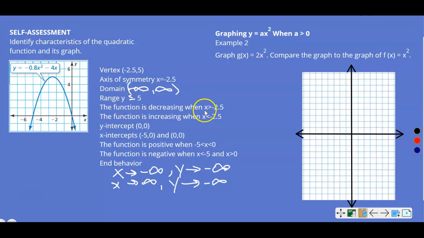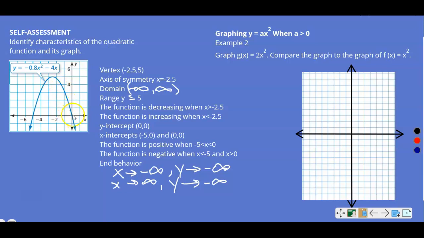The function is decreasing after the vertex, so from the vertex on it's decreasing. So it's decreasing at all values greater than -2.5. The function is increasing, or going up, until you get to the vertex. So it's going up for all values of x less than -2.5.